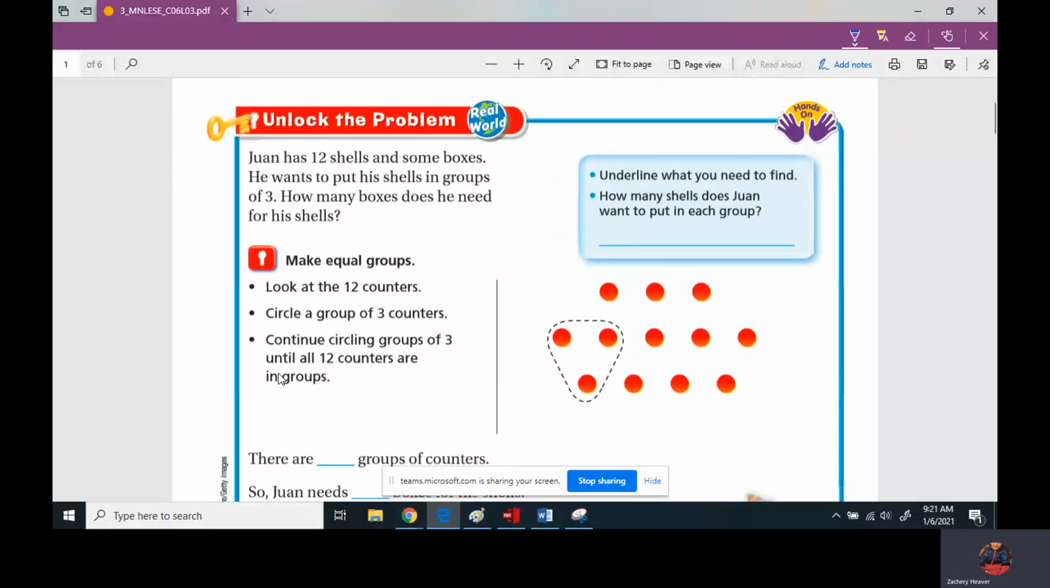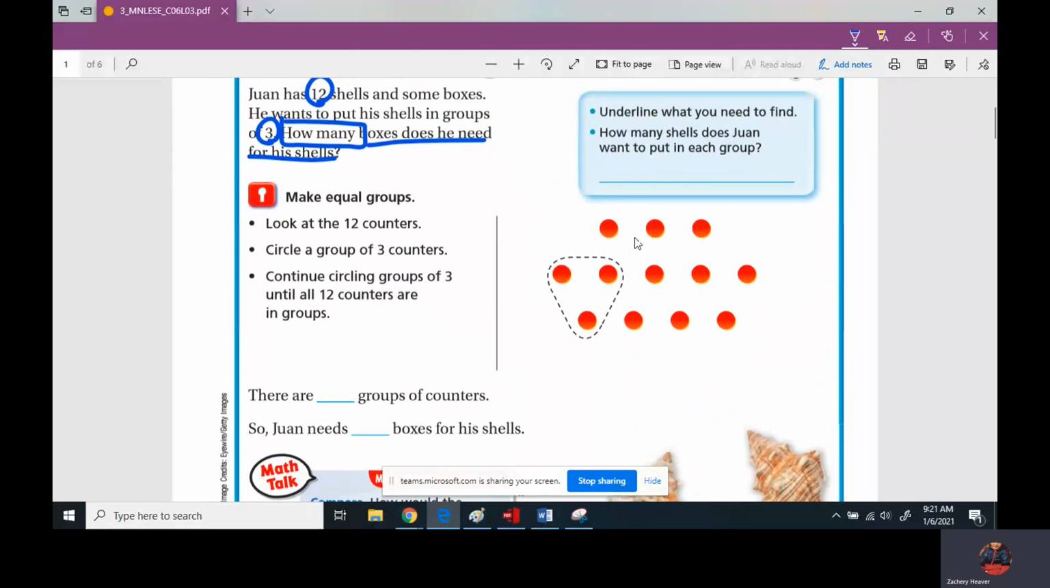Juan has 12 shells and some boxes. He wants to put his shells in groups of 3. How many boxes does he need? So he wants groups of 3 and he has 12 shells. Look at what they did. They have 12 counters and they circle groups of 3. Here's one box. Here's going to be a box. Here's going to be a box. And here's going to be a box. Look, there's none left over.